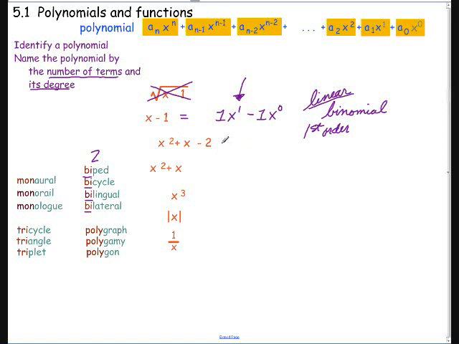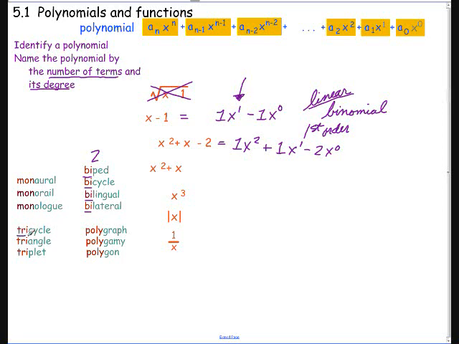Is this a polynomial? Well, let's see if we can express it. We could say 1 times x to the second power plus 1 times x to the first power, minus 2 times x to the 0 power. So yes, it is a polynomial. Now let's name it in the number of terms and its degree.